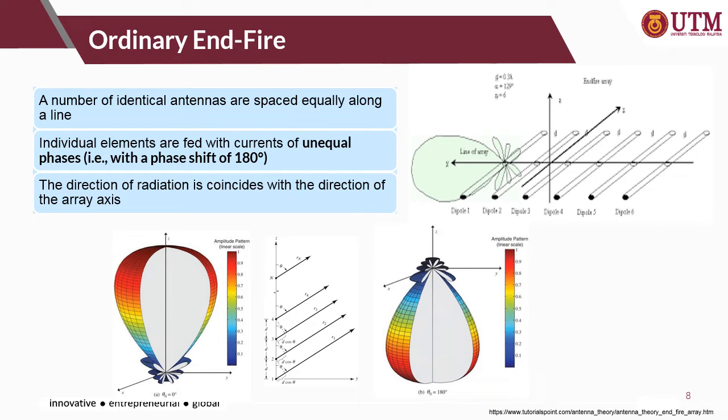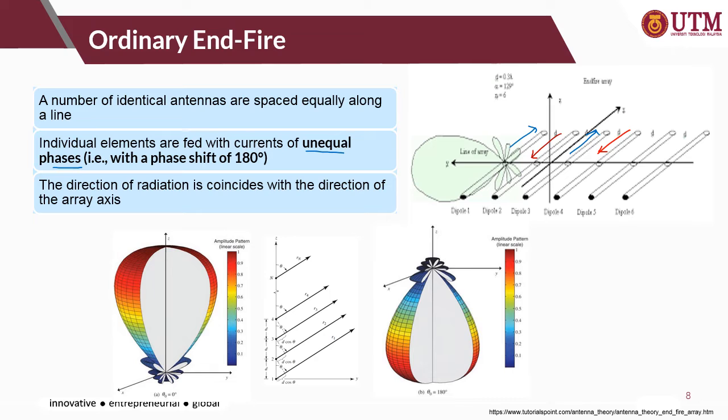Okay, next is the ordinary end fire array antenna, which is more or less similar to the broadside array antenna. However, all elements are fed with current of unequal phase. It's the same magnitude, but with a phase shift of 180 degrees between the elements. For example, if we excite the first dipole in this direction, the second dipole will be excited the other way around. The same thing happens in the next element, right? So there's a 180 degree phase difference between elements. The elements are identical, fed with the same magnitude, but out of phase, okay?